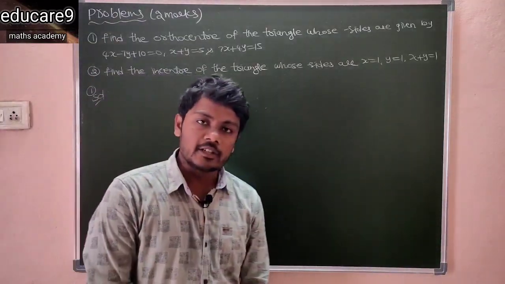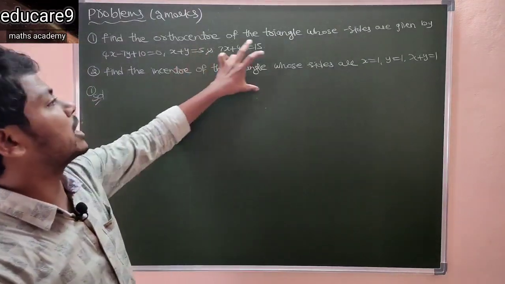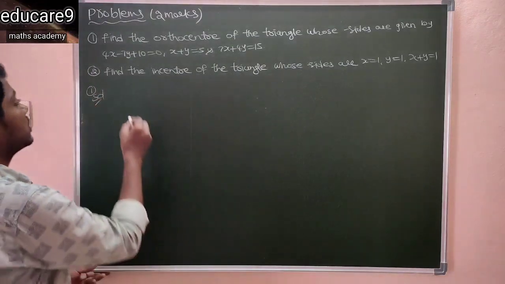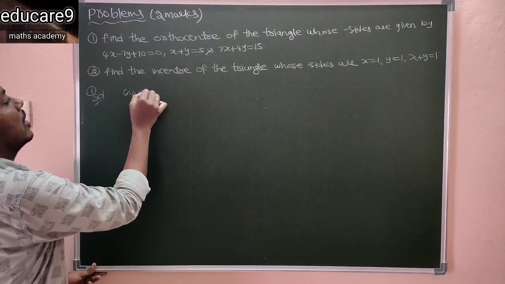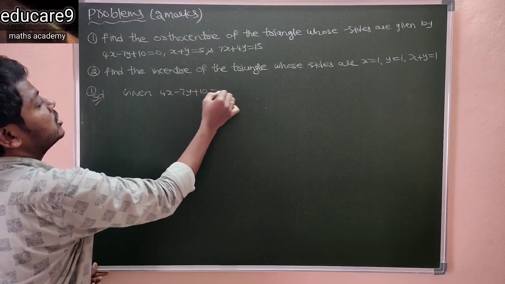Now we will discuss a few 2 marks problems. See the first one. Find the orthocenter of the triangle whose sides are given. See here, the given side is 4x minus 7y plus 10 equals 0.